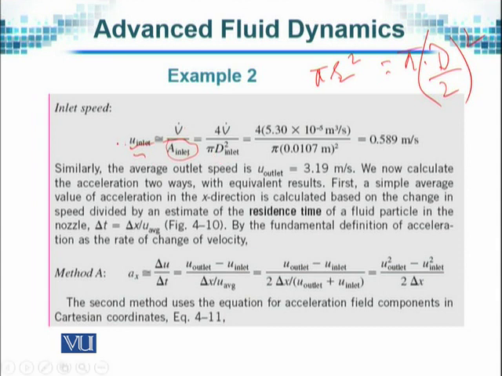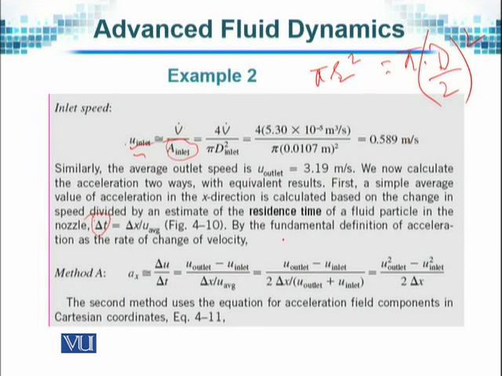That will give us u inlet, and when calculated it turns out to be 0.589 meters per second. Similarly, if we calculate in the same way by using the same formula, the u outlet will be 3.19 meters per second. We now calculate the acceleration in the two methods. We take the traveling time and estimate it by taking a small time delta t, where the distance traveled, the movement, will be delta x divided by u average velocity.